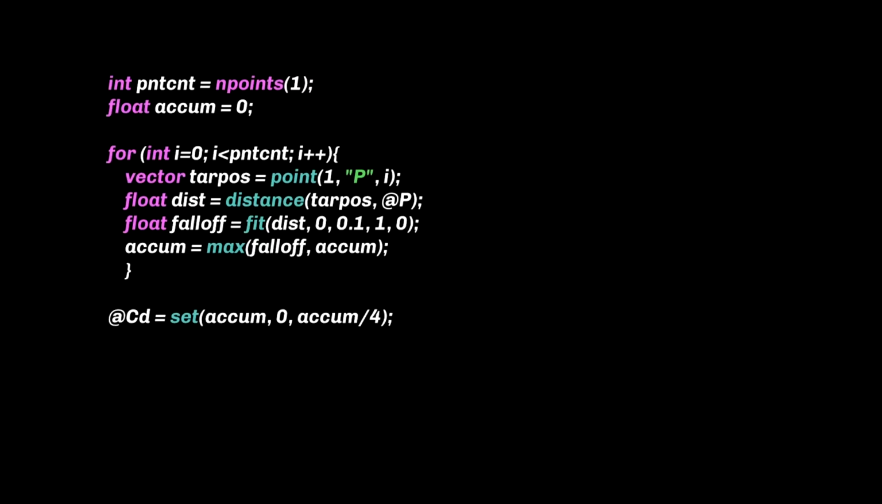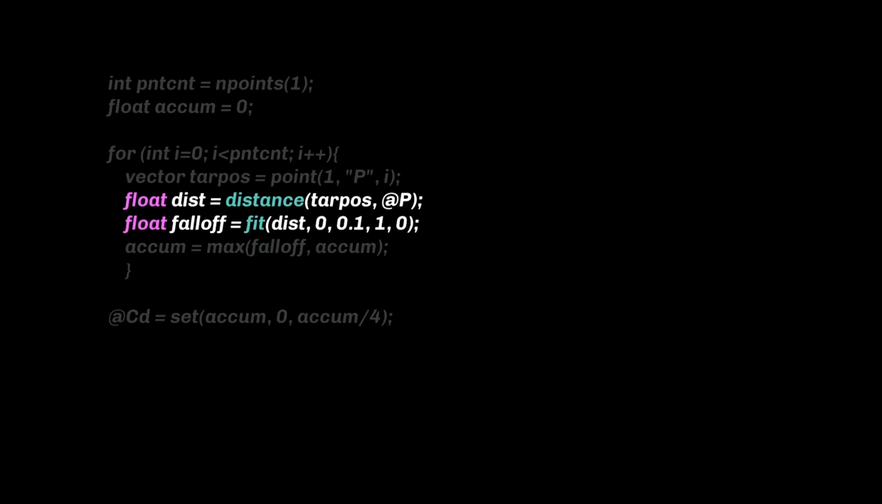So this is the code I used. It's a lot of stuff, of course, but basically what I do here is just this. So this is the 2 lines I showed you earlier. I create a distance with a distance function, and then I refit it to generate my fall-off.